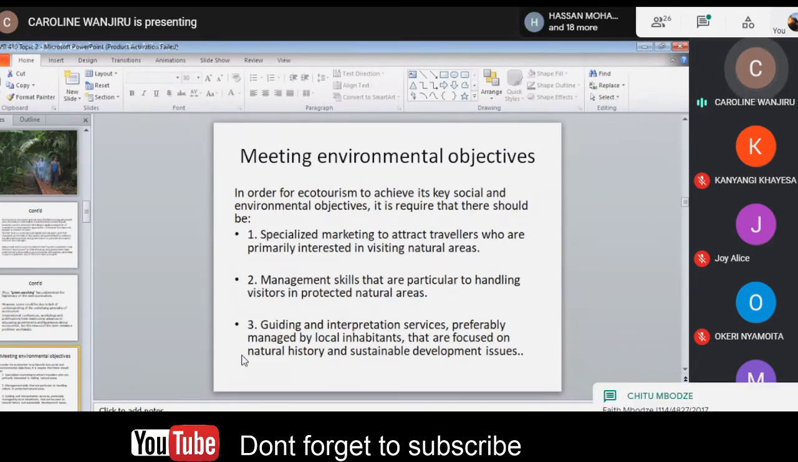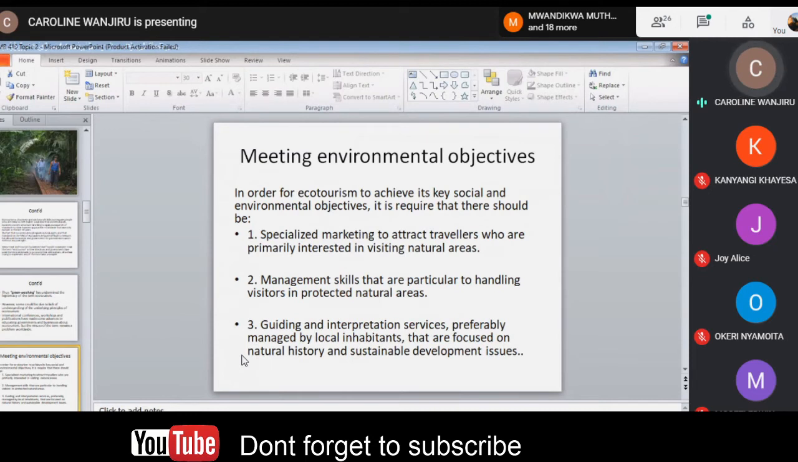People have all sorts of interests. So if you are marketing ecotourism, if you want to promote ecotourism, then you've got to have that very specialized marketing that will really attract the potential travelers. Then, management skills that are particular to handling visitors in protected natural areas. When people are visiting protected natural areas, there are so many rules at times, a lot of do's and don'ts.